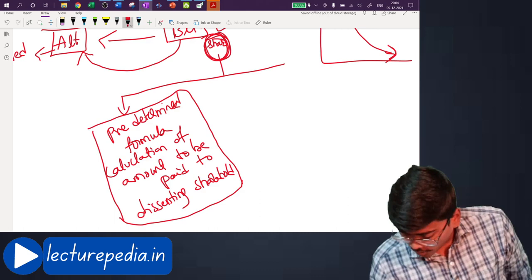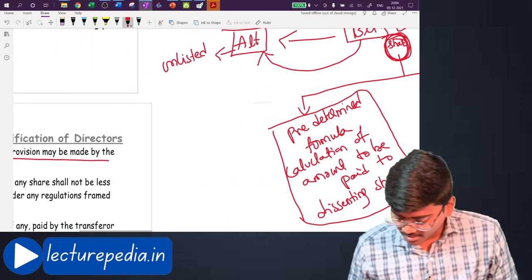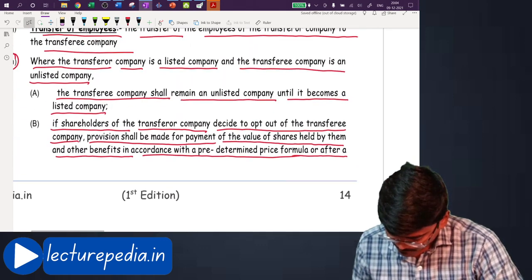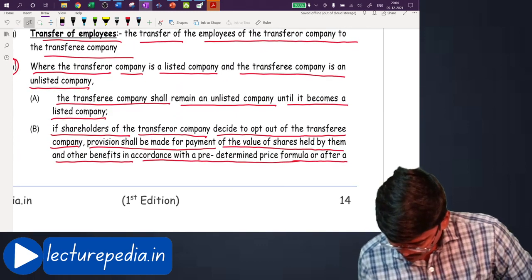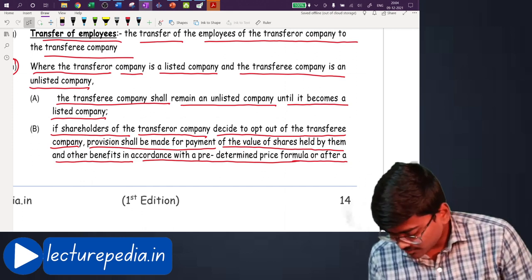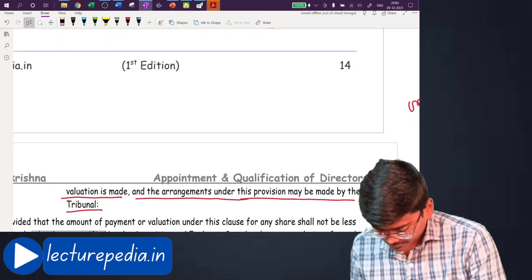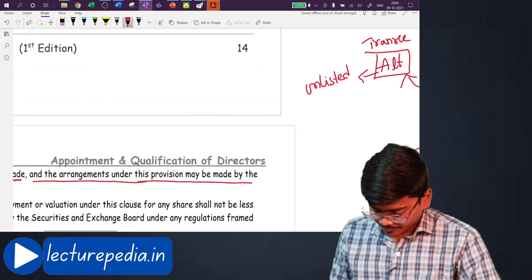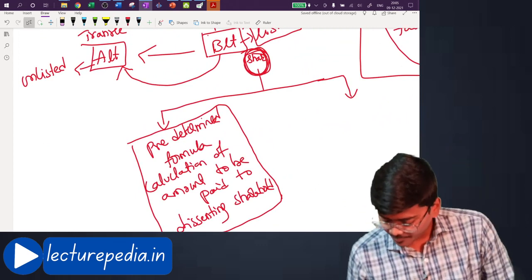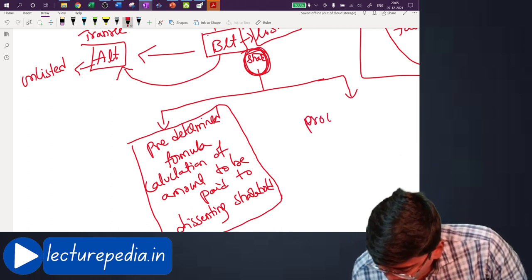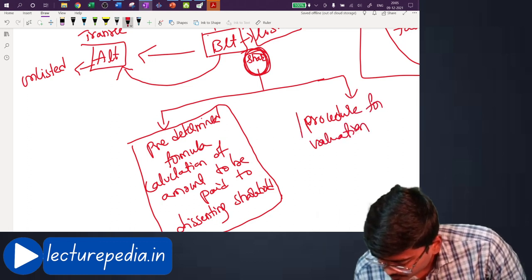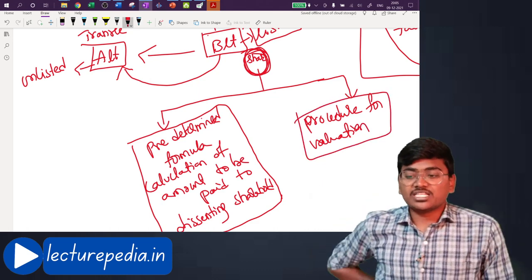Or if a predetermined formula is not provided, what it should do? Provision shall be made for payment of value of shares held by them and other benefits in accordance with a predetermined formula, or after a valuation is made. See, if this predetermined formula is not given in the order, the procedure for valuation has to be specified. Either of these has to be specified in the order.